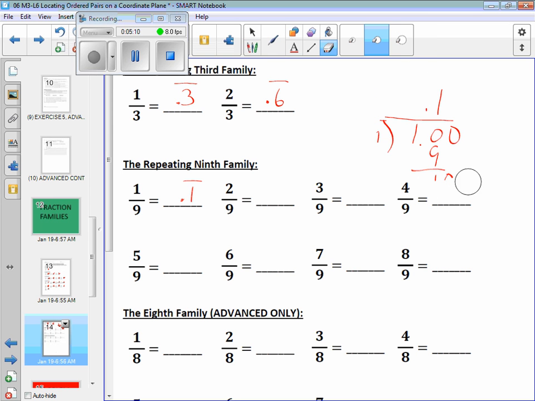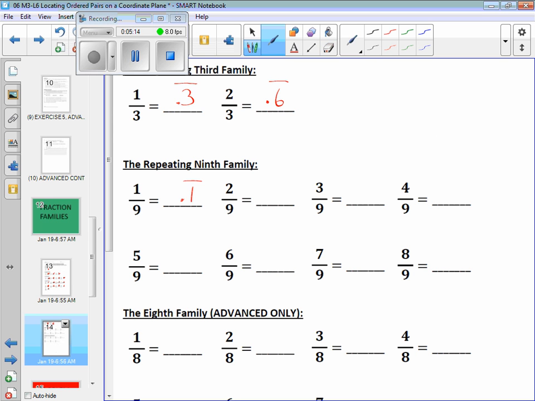Let's try 2 ninths just to see it. 9 into 2.00. 9 into 20. What is 9 times 2? 18. And you get the dog chasing its tail again. So what is 2 ninths as a repeating decimal? 0.2 repeating.